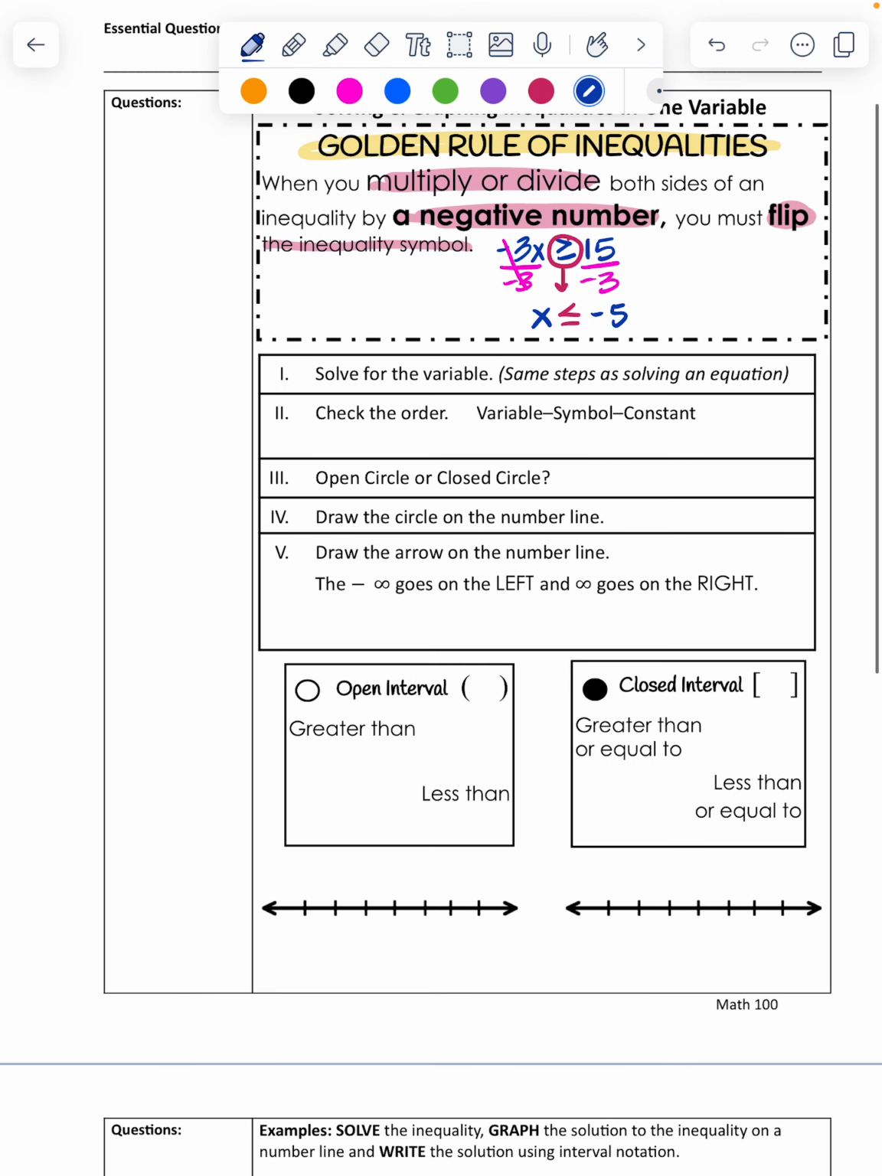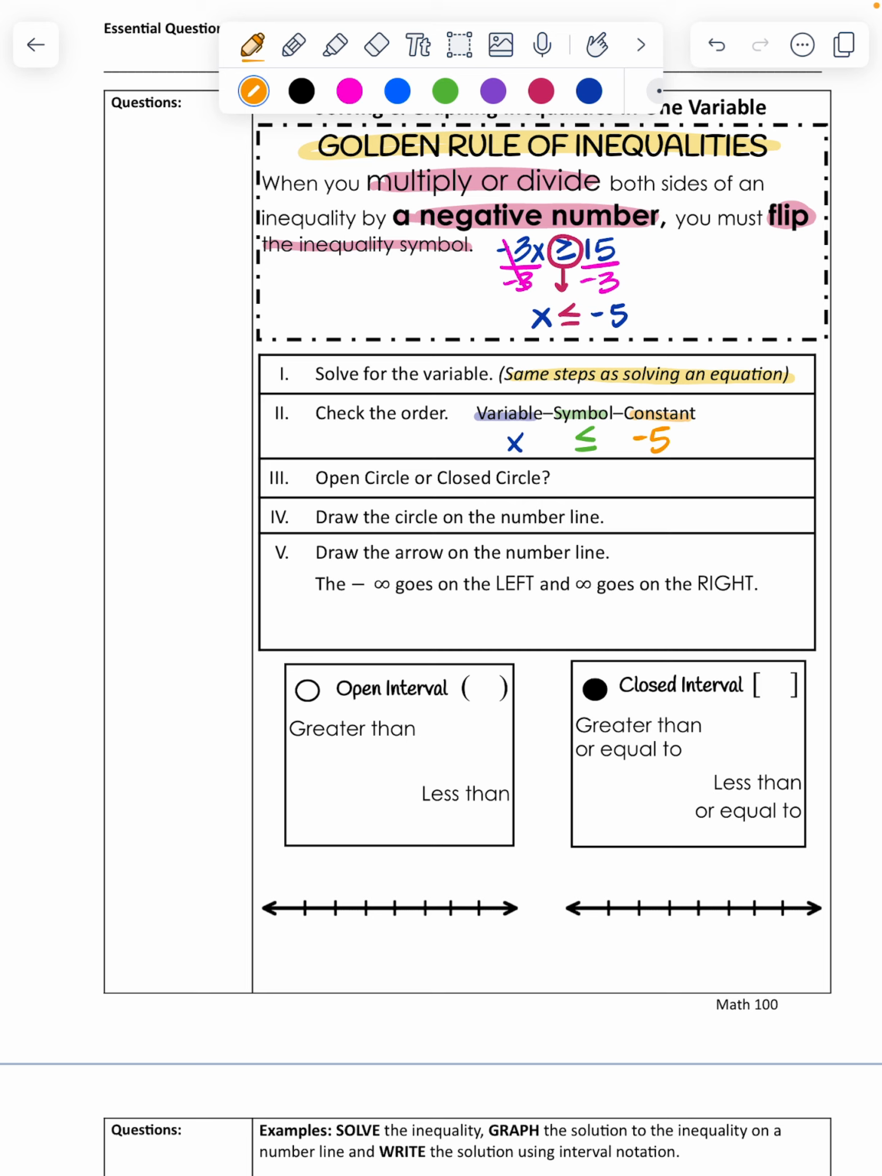So the steps we are going to follow are: solve for the variable. Remember, these are going to be the same steps as solving an equation. Then check the order. We always want to have variable, symbol, and then constant. So just like I wrote above, my variable was x, my symbol was less than or equal to, and my constant was -5. So just always check to make sure that you have x on the left and the constant on the right when you are done solving.